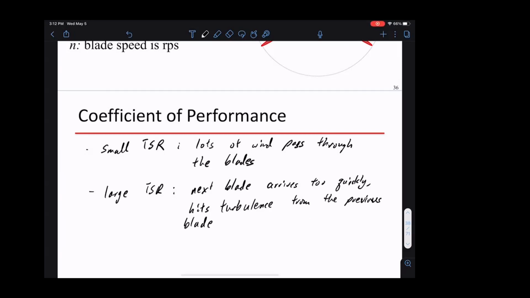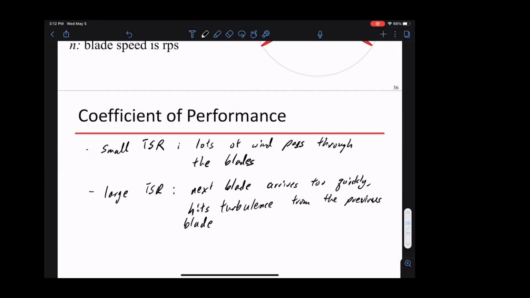We have 3 blades that are turning. If you turn very, very fast, then as a blade turns through an area of air, it creates some turbulence behind the blade. You don't want the next blade to come in and hit this turbulence from the previous blade, because that doesn't give you much power. You don't want to hit turbulent air. So if you turn very fast, that's also not good.